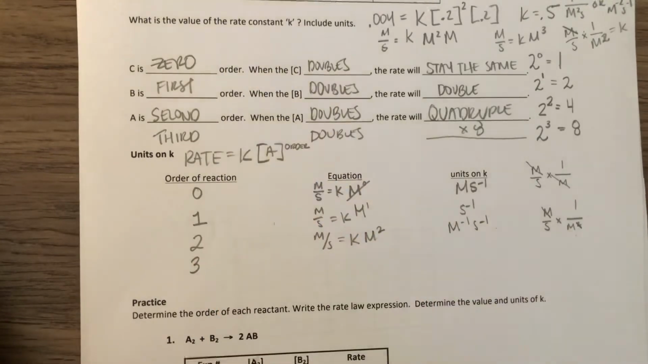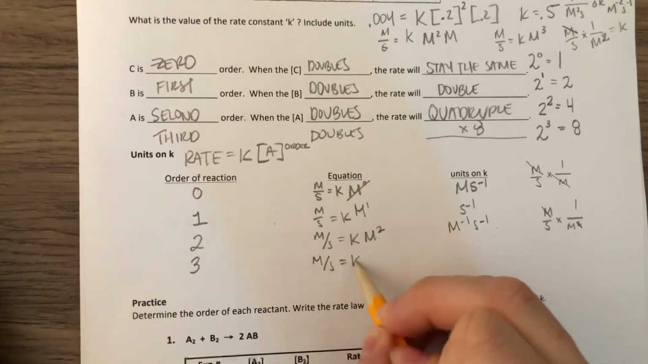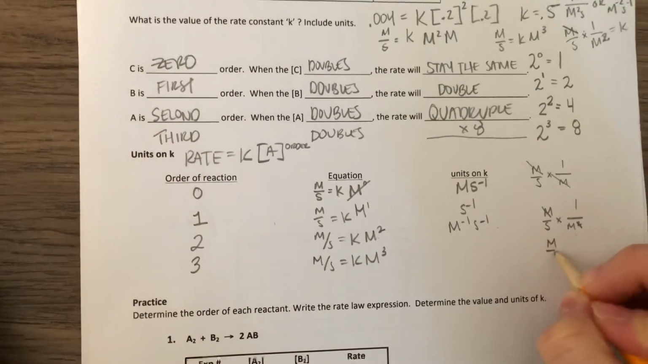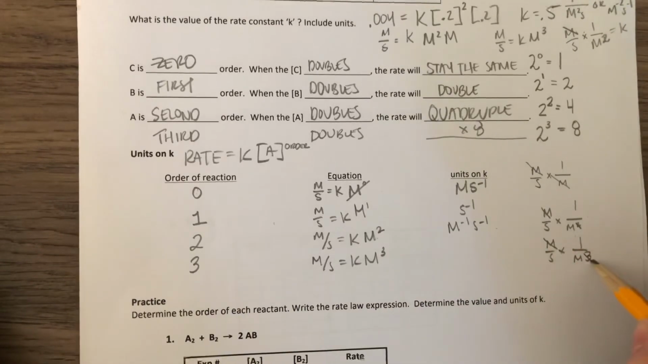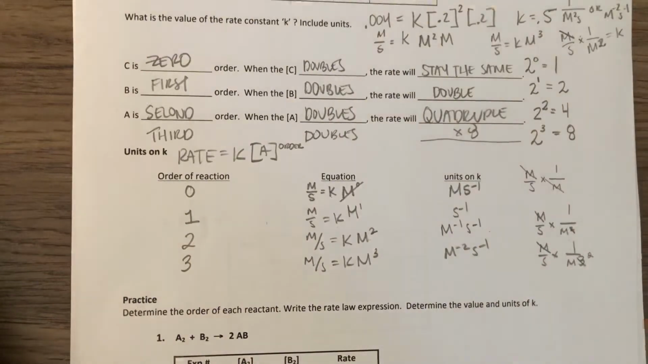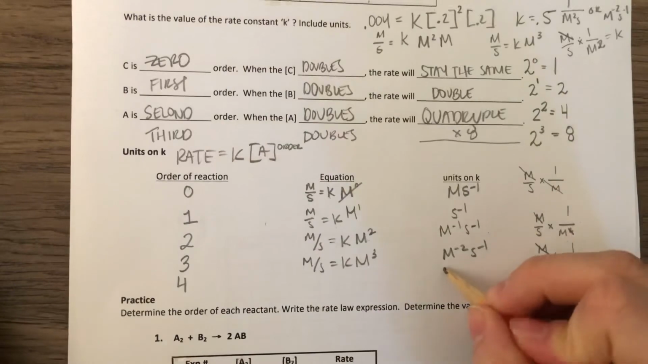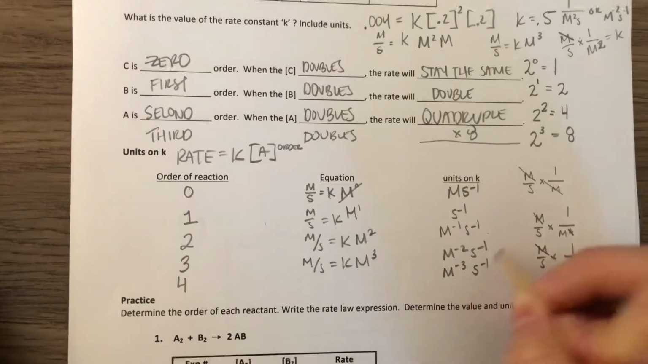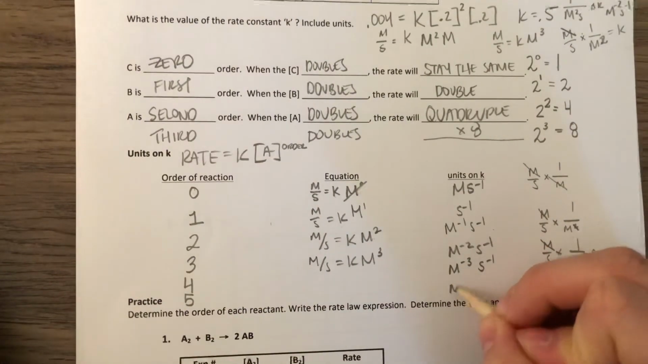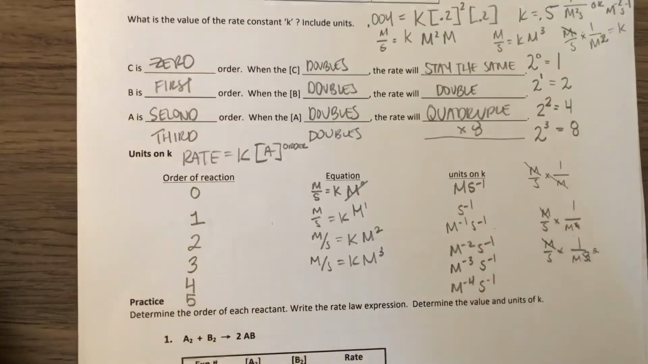If it's a third order reaction, molarity over seconds is equal to K times molarity cubed. Solving for K, molarity over seconds times 1 over molarity cubed. Molarity divided by molarity cubed is 1 over molarity squared seconds. So essentially this is molarity raised to the negative 2 seconds to the negative 1. Hopefully you're seeing the trend here. So you could see that the fourth order reaction is going to be molarity negative 3 seconds negative 1. If we were to look at the units on K for a fifth order reaction, that'd be molarity to negative 4 seconds to negative 1.